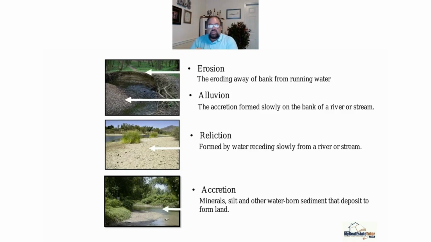The middle picture, reliction, it's just the water dropped. Now you have exposed land, okay? And then accretion, you see how the water is kind of dingy and dirty, okay? That is what contains the mineral, silt, waterborne rock, all the sand. Everything is in that dirty water, right? And over time, you can see that it develops a bank. That's alluvion. So the accretion is what causes the land to be formed, okay? And that's called alluvion.